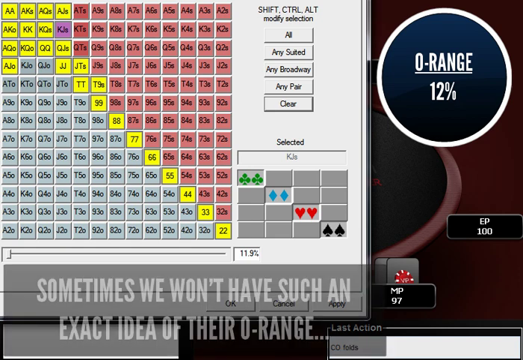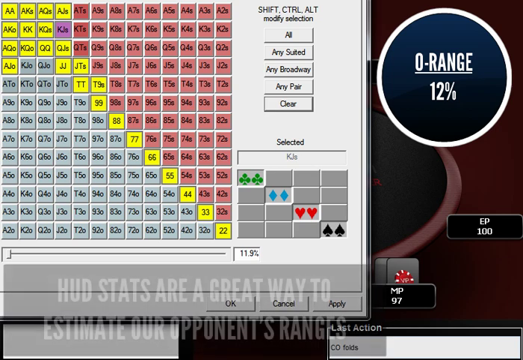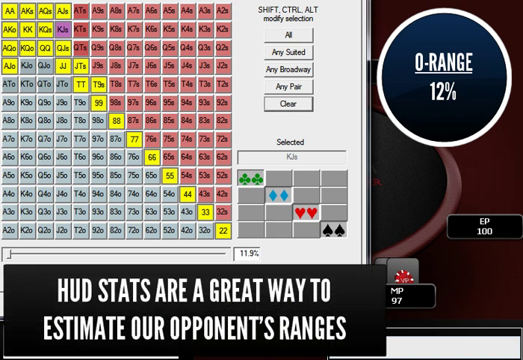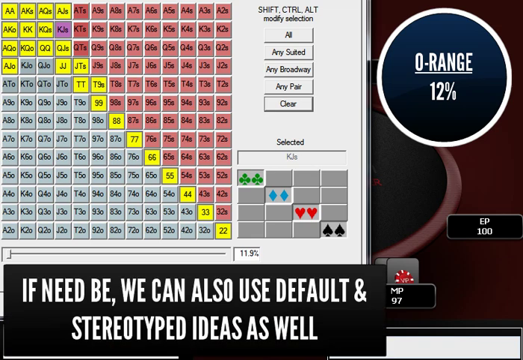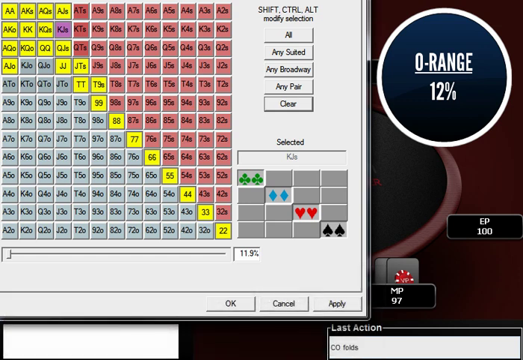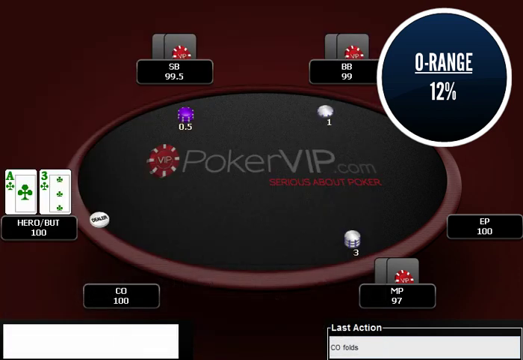Sometimes we're not going to have an exact idea, but we can use things like HUD stats to our advantage, things like his middle position PFR. We can use just his PFR if we have a smaller sample and have to make some sort of guess, or maybe we'll use a default idea of what the average player at that stake, at that game type raises. Obviously a middle position opening range at full ring is going to be a little bit different than 6 max, but it's still important to recognize that. So let's start by assigning him this 12% range, which is probably pretty fair. Some players this would be looser, some players might be a bit tighter, but 12% of hands is an okay starting point. So that's an O range, not very difficult.